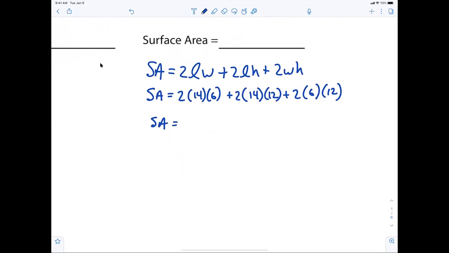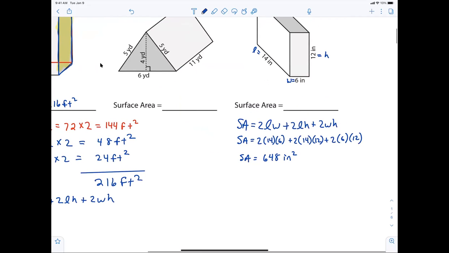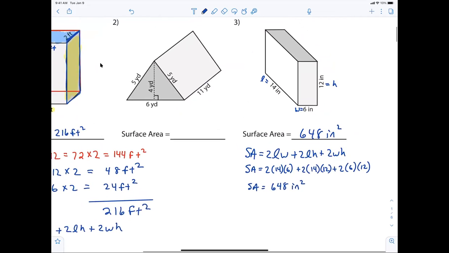And now on your calculator, just put it straight in the calculator. Just go 2 times 14 times 6 plus 2 times 14 times 12 plus 2 times 6 times 12. Somebody said 648 inches squared. Is everybody okay with that? 648 square inches. So 648 inches squared.